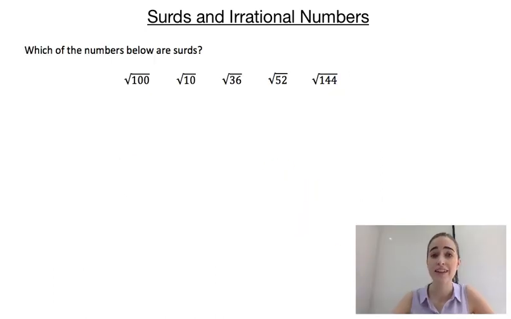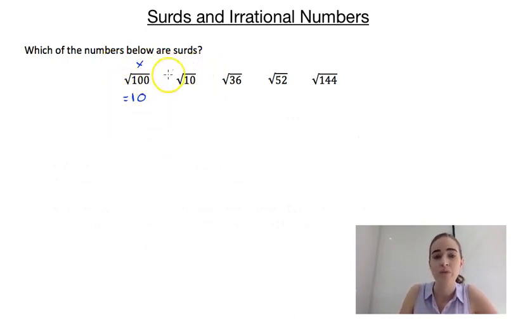So let's have a look at an example. We're asked which of the numbers below are surds. To help you figure this out, you can put these into your calculator. If you type in the square root of 100, it's going to give you exactly 10. Because we can find the exact value of the square root of 100, it is not a surd. So I'm going to put a cross above it there.